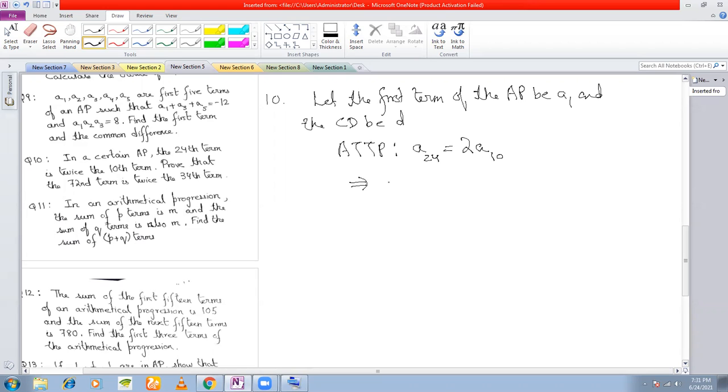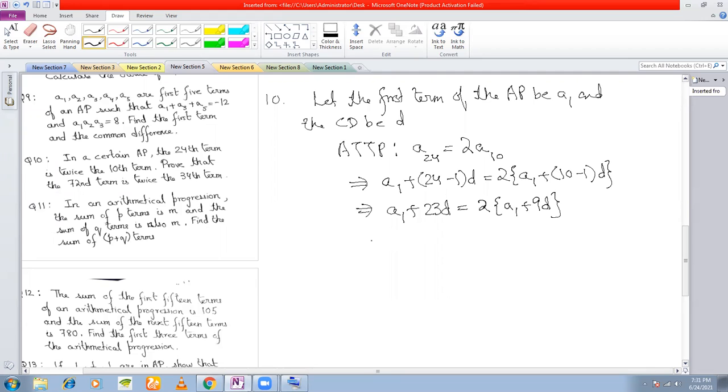What is the 24th term in terms of A1 and D? It is A1 plus 24 minus 1 into D, right? And 10th term is A1 plus 10 minus 1 into D. That means you get A1 plus 23D is equal to twice of A1 plus 9D, right? So from here, you're getting A1 plus 23D is equal to twice A1 plus 18D.